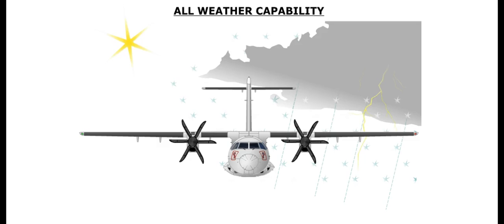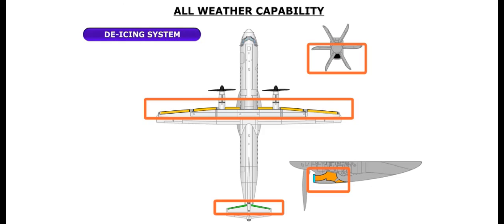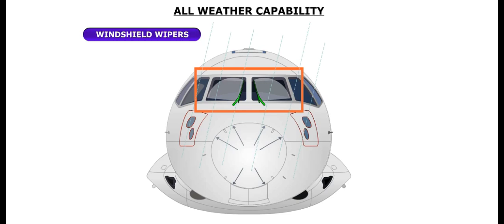The ice and rain protection system provides the aircraft with an all-weather capability, and consists of a de-icing system, an anti-icing system, and a pair of windshield wipers. The aircraft ice protection system uses both pneumatic air and electric heat.